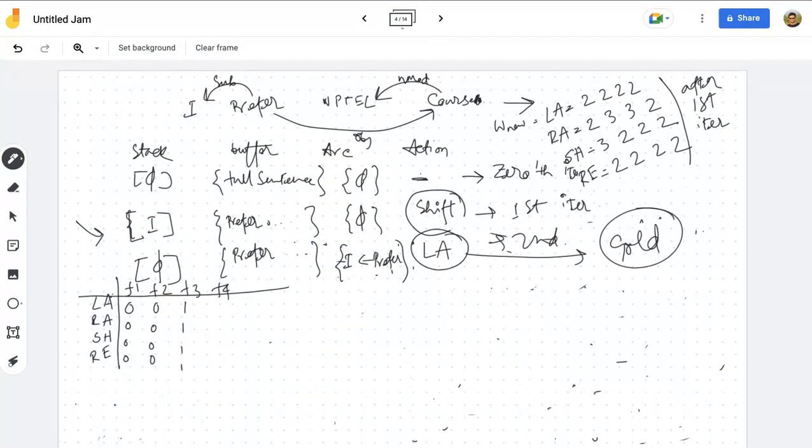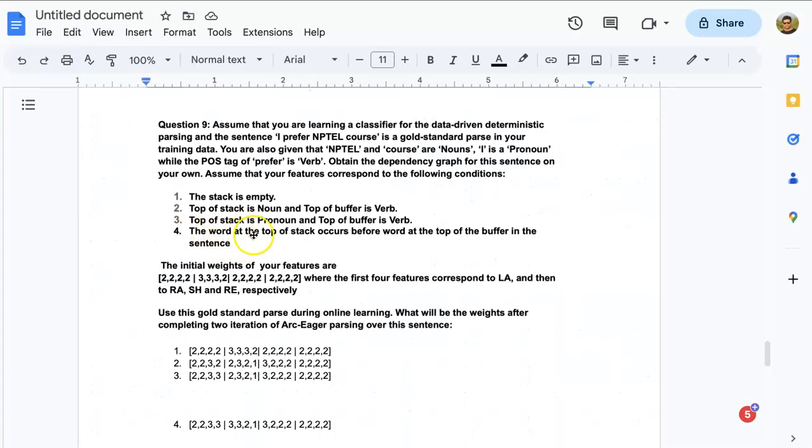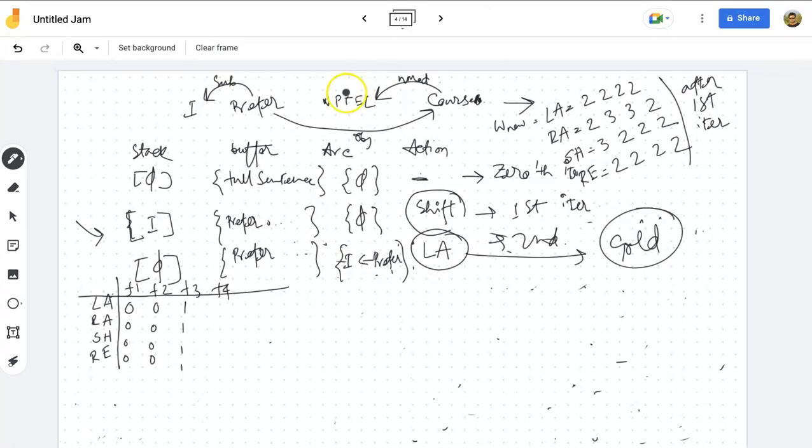And what is feature 4? Feature 4 is that the top of the stack word appeared before the top of the buffer word in the sentence. So basically they are saying I occurs before prefer. It is true because I occurred before prefer. So this is also true for all the actions.